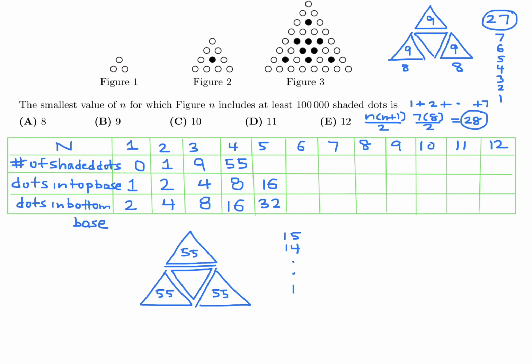So I have to add those up. It's 1 plus 2 all the way up until 15. Using that formula, it's 15 times 16 divided by 2, and 15 times 16 divided by 2 is 120. So really what I've got to do is take this 55, multiply it by 3, and then add to it 120. Correct? And when I do that, I get 285. So 285 goes in here. Well, I still have a long way to go to reach 100,000, so let's keep going here.